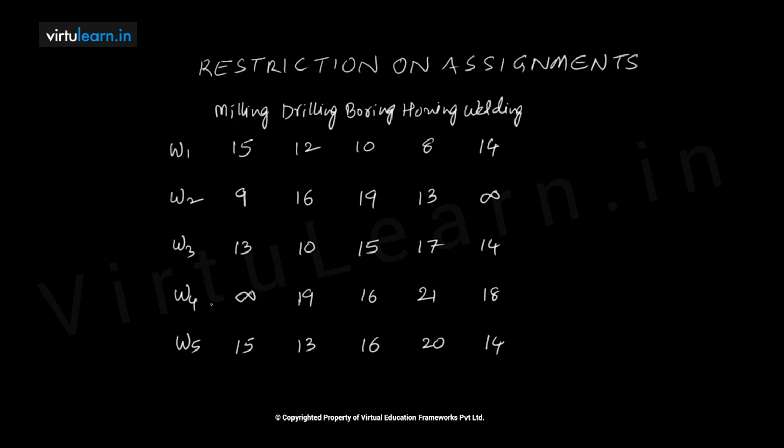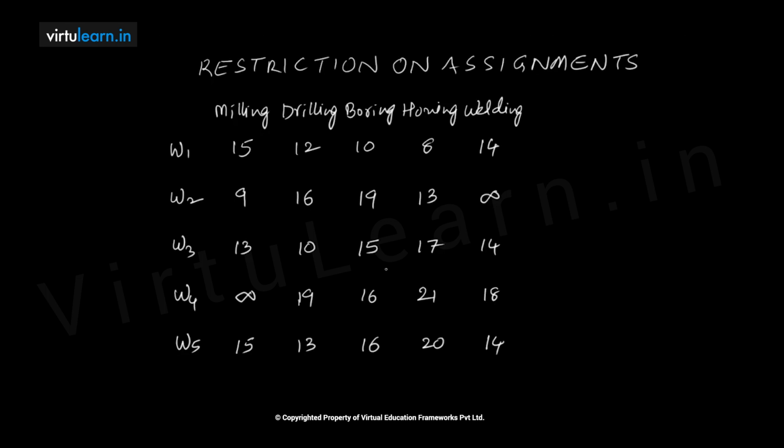Similarly, worker 4 cannot perform the milling operation, but for other workers there is no such restriction. Worker 1 can do milling, drilling, boring, honing and welding. Similarly, worker 2 can only perform these 4 operations except welding, and worker 3 can perform all the operations and their respective times are given. Worker 4, except milling, can do all other operations, and worker 5 can perform all the operations. Now this is given.